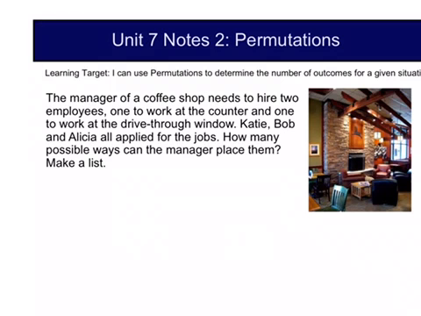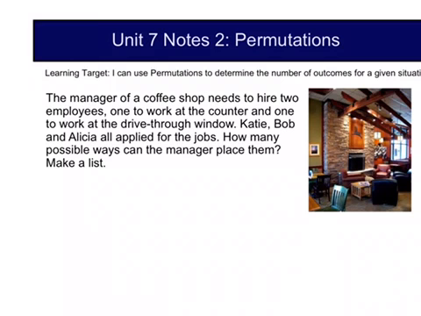So this first example here, we have the manager for a coffee shop who needs to hire 2 employees, one to work at the counter and one to work at the drive-through window. Katie, Bob, and Alicia all applied for the jobs. How many possible ways can the manager place them? And we're going to make a list for this one.